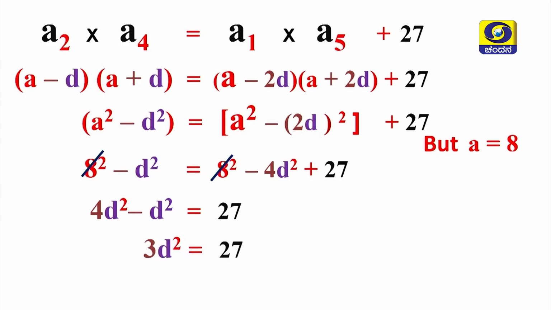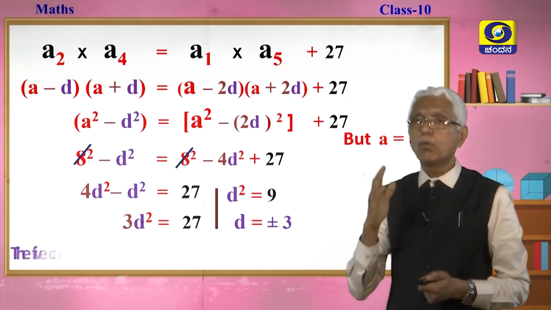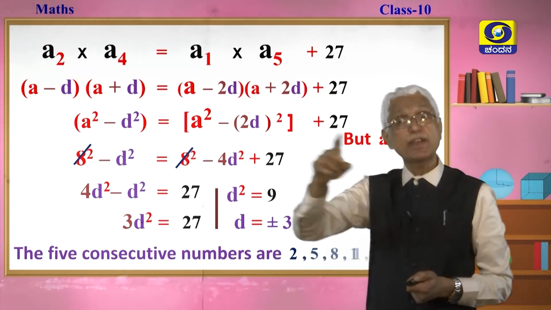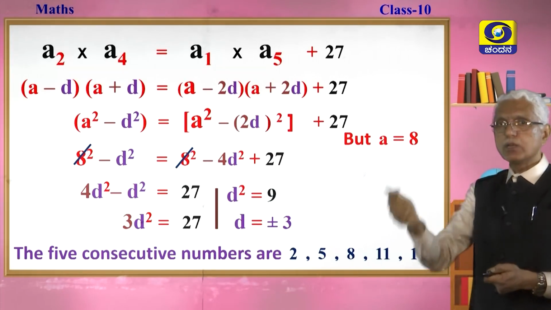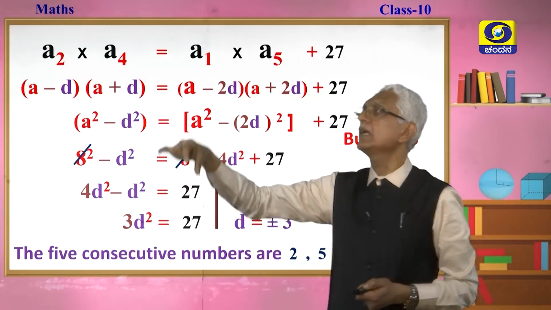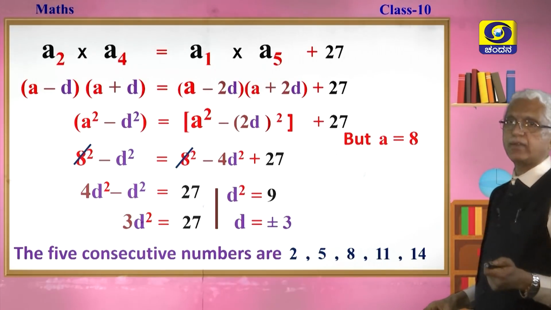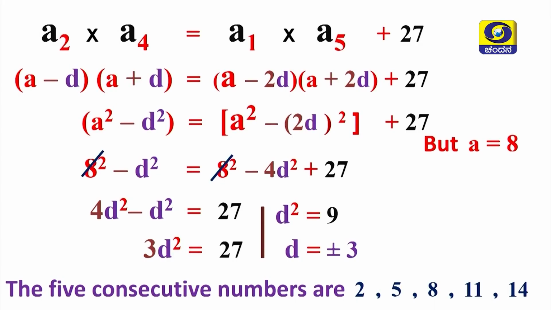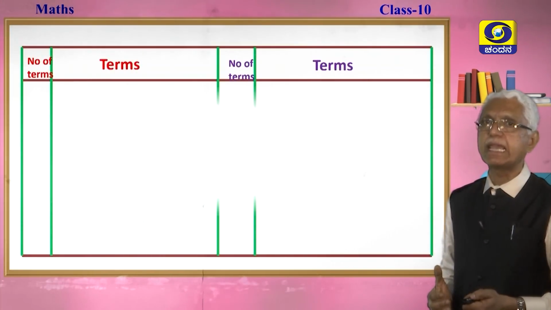That is good. And it is 3d square is equal to 27, and d square is equal to 27 divided by 3. 3 9s are 27, d square is 9, correct? So, d is square root of 9, which is plus or minus 3. So, you have been able to find out the value of a and also the value of d. Now, what are you supposed to find out? You are supposed to find out the 5 consecutive terms, correct? When you go back and substitute in a minus 2d, a minus d, a, a plus d, a plus 2d, you will get 2, 5, 8, 11 and 14. Thus, these are the 5 required terms of the AP.